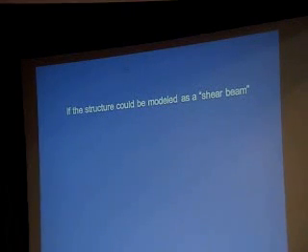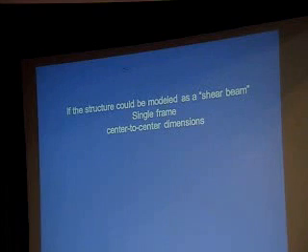And then they say, well, if the structure could be modeled as a shear beam, not with 200 degrees of freedom, but simply as a shear beam. And they do it. They fold everything into a single frame. And they say, we use center-to-center dimensions in order to make it more flexible.